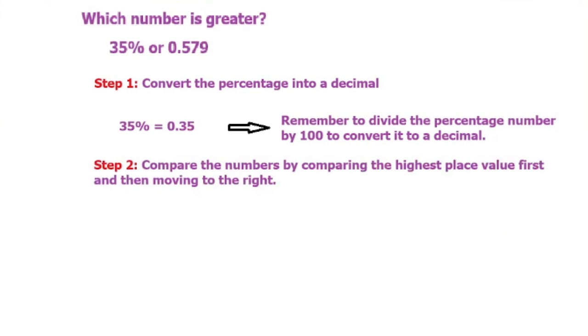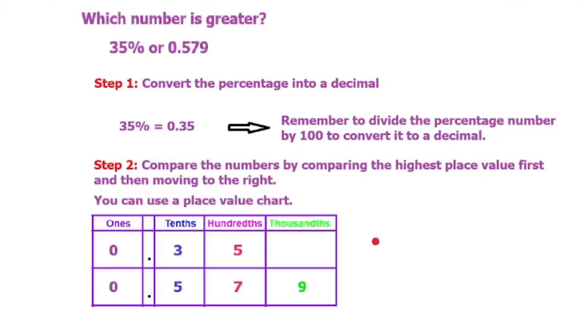Okay, so now step 2. Now we can compare the numbers. Compare the numbers by comparing the highest place value first and then moving towards the right to compare the others. So if you use a place value chart like this, you put 0.35 and then 0.579 in the place value chart. So these are the tenths, these are the hundredths, these are the thousandths.